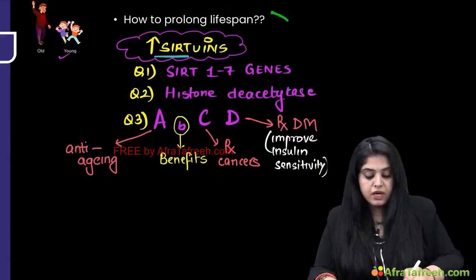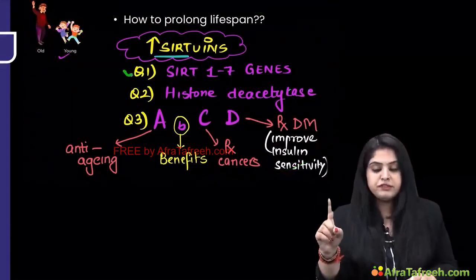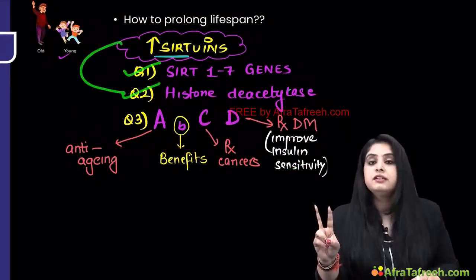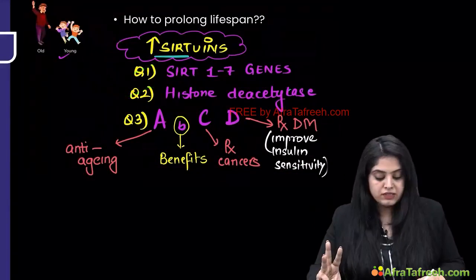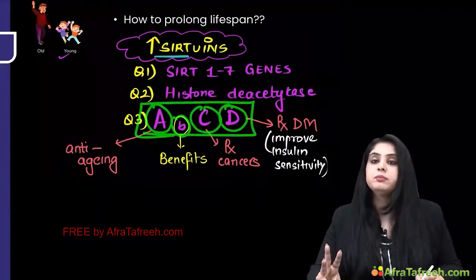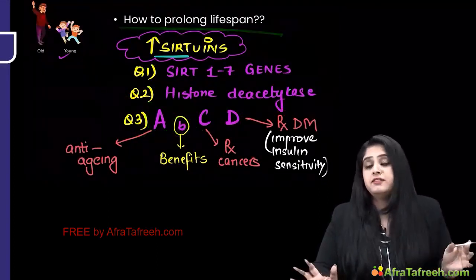That is all a part of the previous year questions that have come. Question number 1, how many genes? Sirt 1 to 7. Question number 2, what is the enzyme activity that it has? Histone deacetylase. Question 3, what are the benefits? It is anti-aging, cancer treatment, diabetes treatment. That is going to be the benefits of it, as a result of which someone will become very, very young.